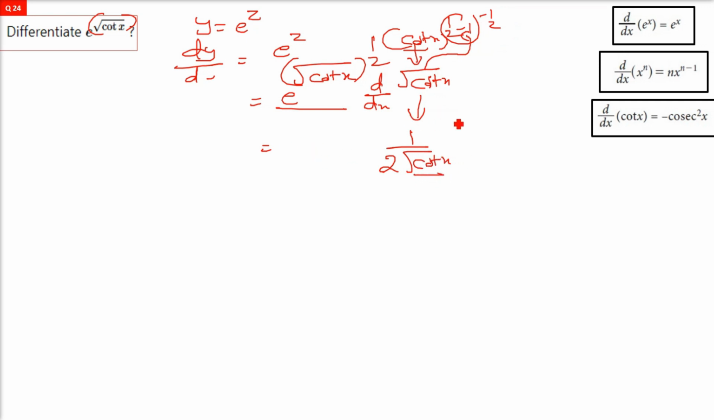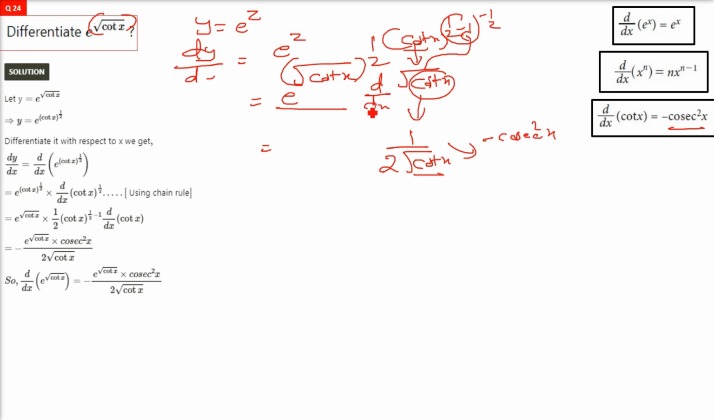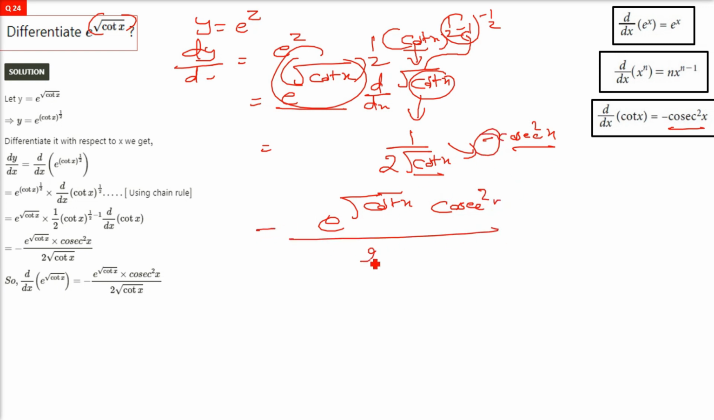Okay. Now the third step is cot x. You have to differentiate cot x. Cot x is minus cosec square x. This is a standard rule. So the final answer is 3 terms. E to the power under root cot x, which we got just by the e to the power theta kind of differentiation. Then we took the under root cot x, which got us twice of under root cot x, and then the minus cosec square x, which has come from differentiation of cot x.